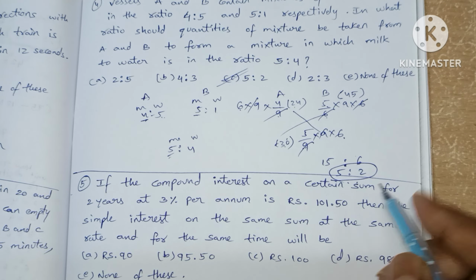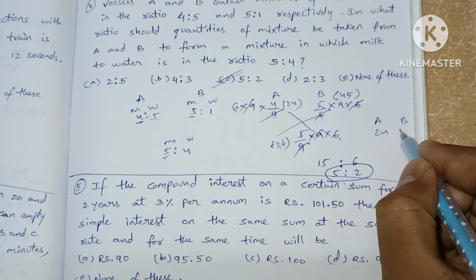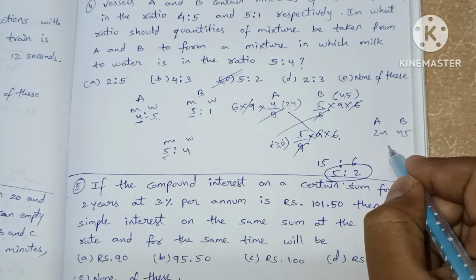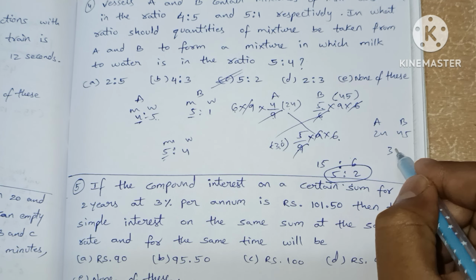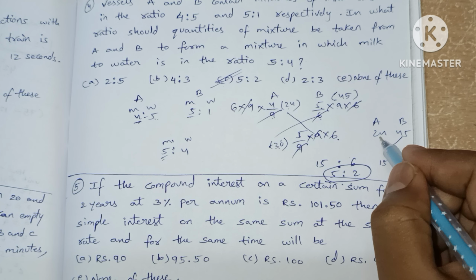If it is simplified, we get A 24, B 45, and the total must be 30. So it will be 15 is to 6.